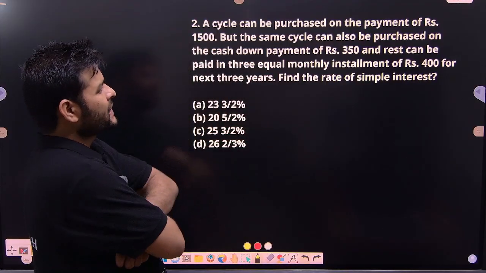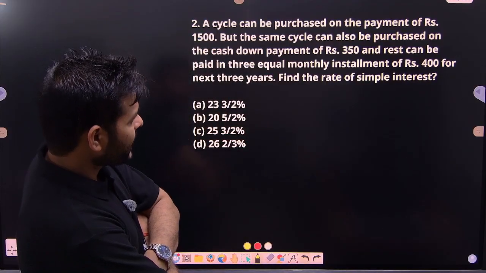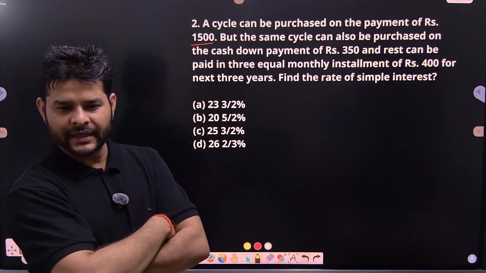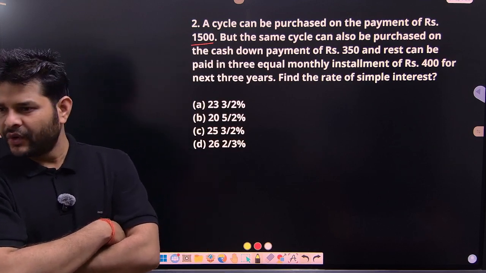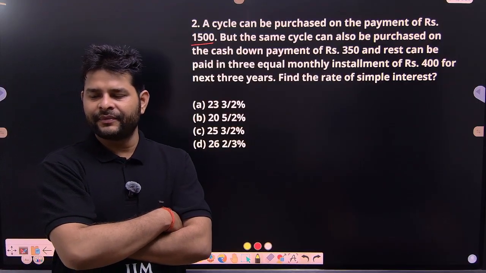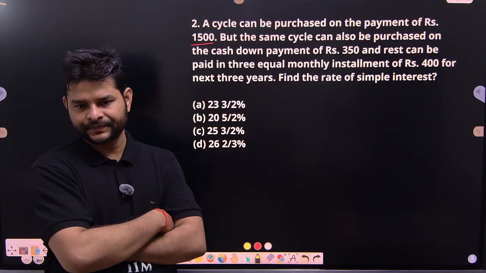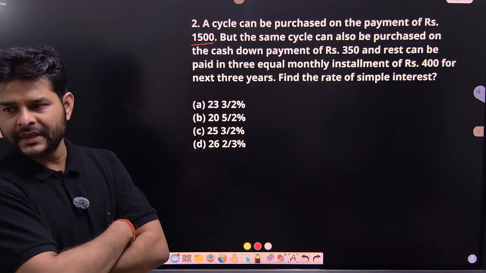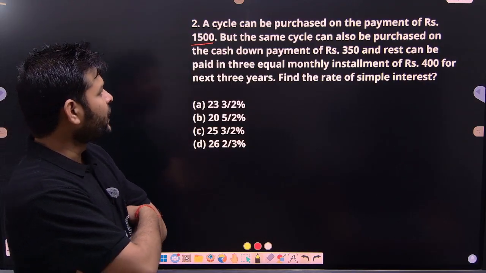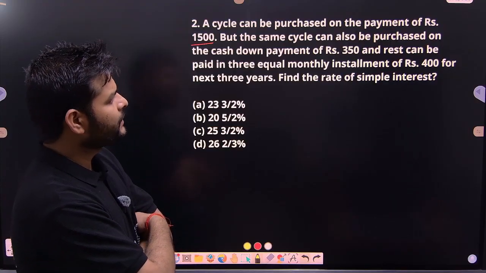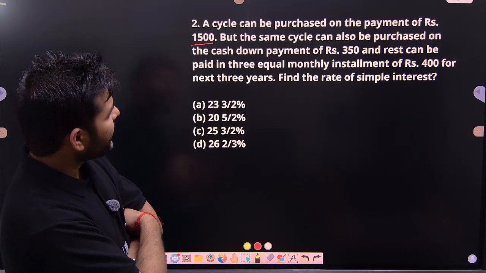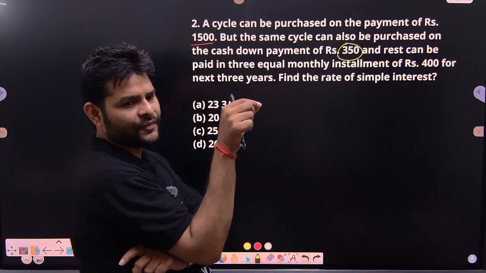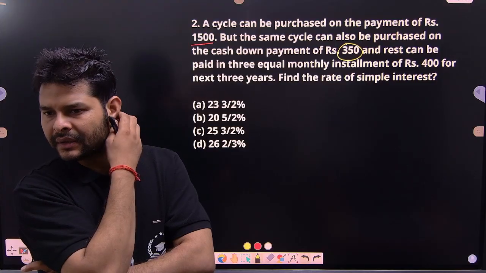A cycle can be purchased on the payment of rupees 1500. Means the real cost of the cycle is 1500. If you have 1500, just pay the 1500 immediately and take the cycle. If you don't have the 1500, then we have the option, the installment. The same cycle can be purchased on a cash down payment of rupees 350. At the time of buying, you have to pay only 350.